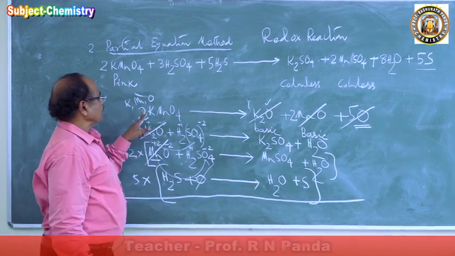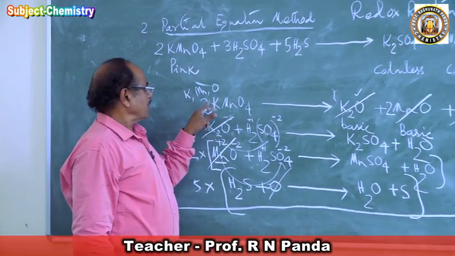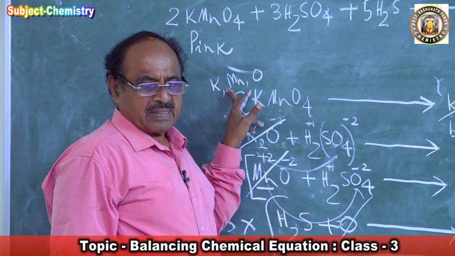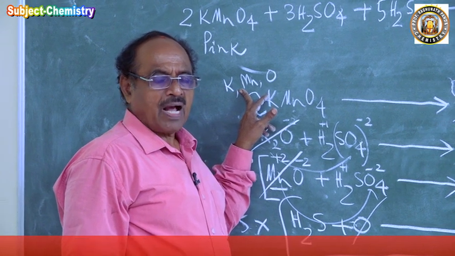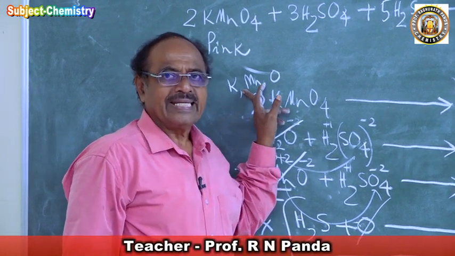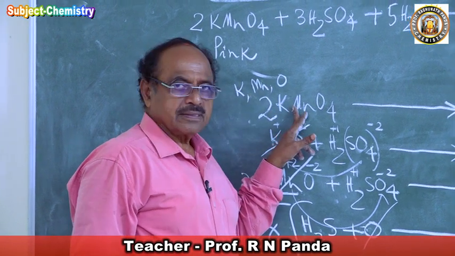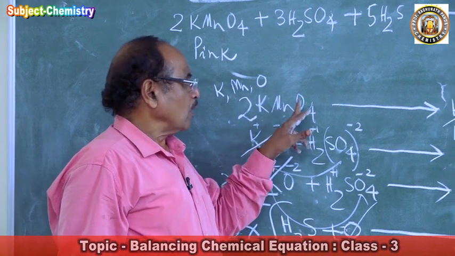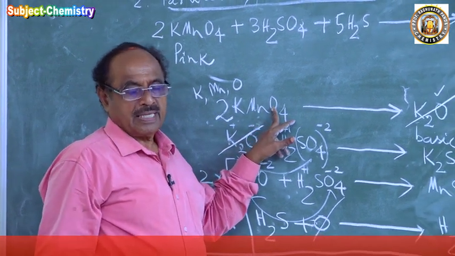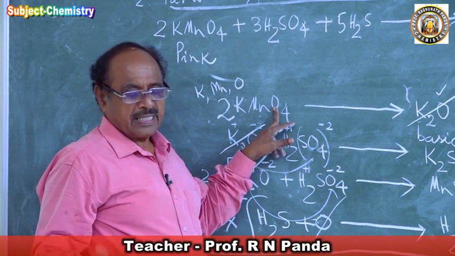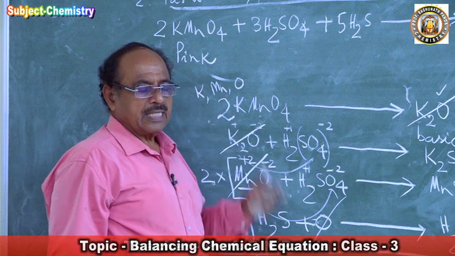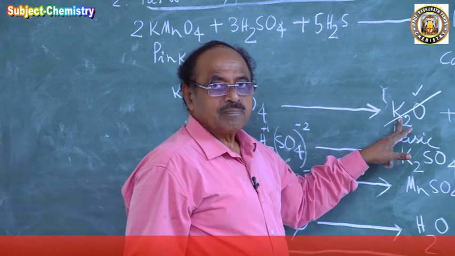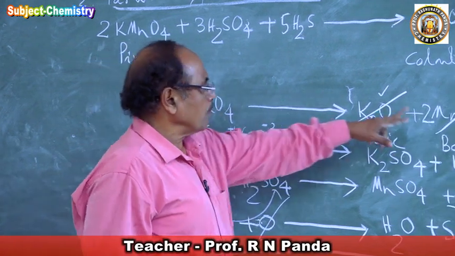So what is this? Potassium permanganate is the substance. Who are the elements present? Potassium, manganese, oxygen. What is potassium? Present in group 1A of the periodic table, highly electropositive. Manganese is group 7B of the periodic table. It is also electropositive. And oxygen is group 6A, sorry, group 6A. It is electronegative. So potassium will react with oxygen to form potassium oxide. Manganese will react with oxygen to form MnO.